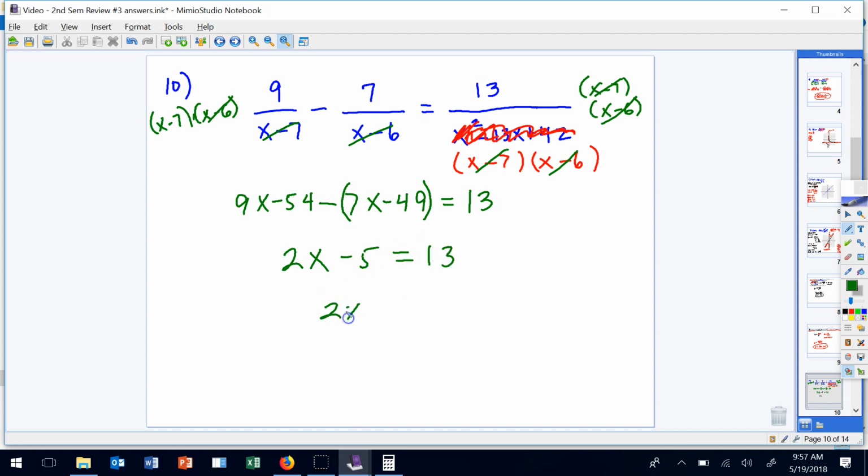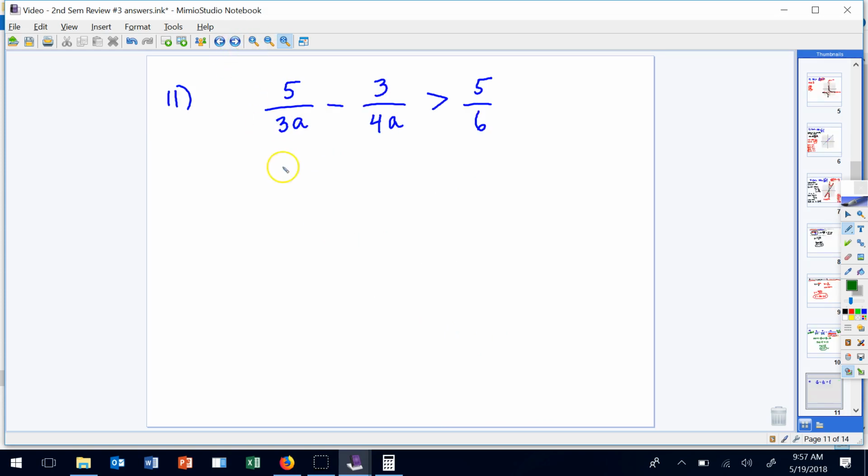And add 5 to both sides, divide by 2. I get x equals 9. I'm going to do a quick check to make sure that 9 does not make 0 in any denominator if I replace it with x, and it does not. So it's a good answer. So that's my answer for number 10.